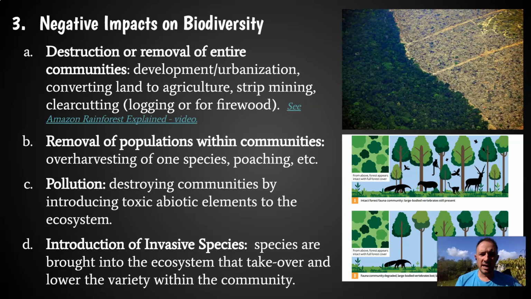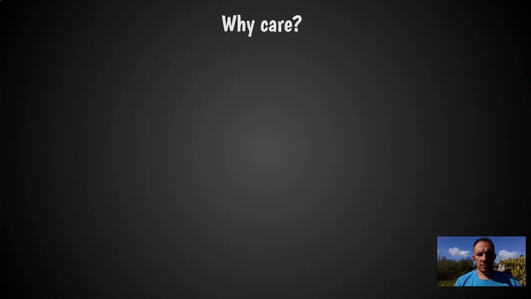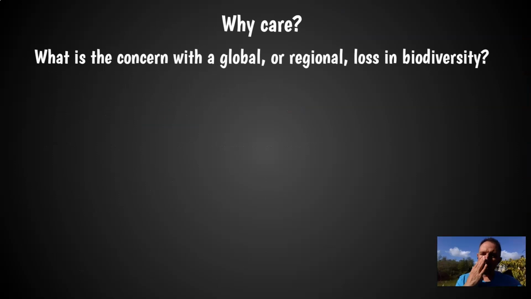Really looking at taking out an entire community, obviously bad. Removing a population within a community, selecting certain populations because we want them. Pollution, introducing abiotic elements, and then bringing in a non-native species and letting it just run roughshod throughout the environment. Okay, this is the last slide, and I just came up with my own reason, but I want you to think about yours.